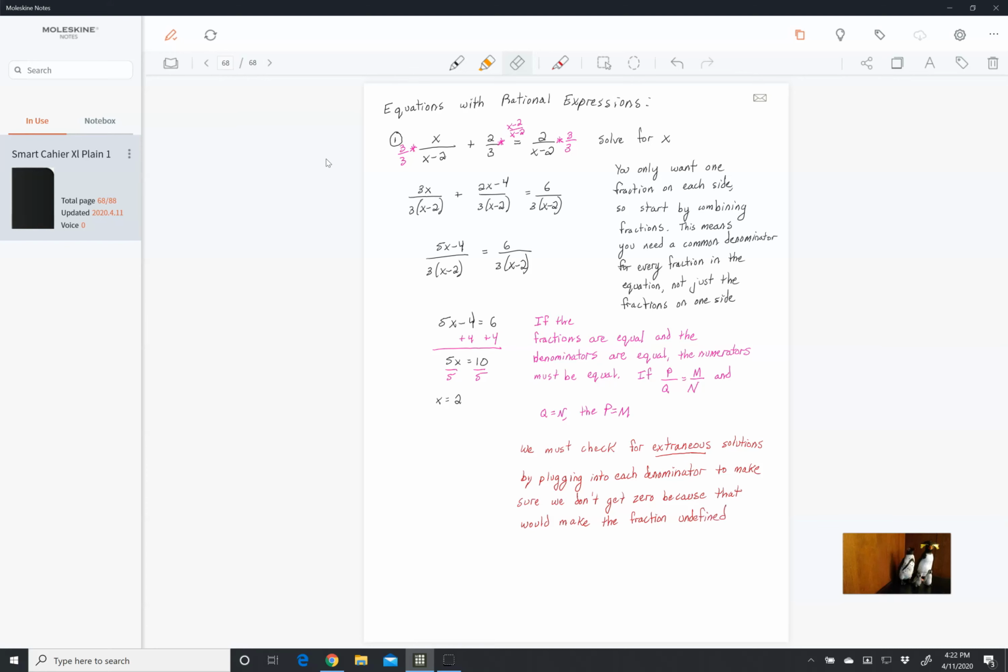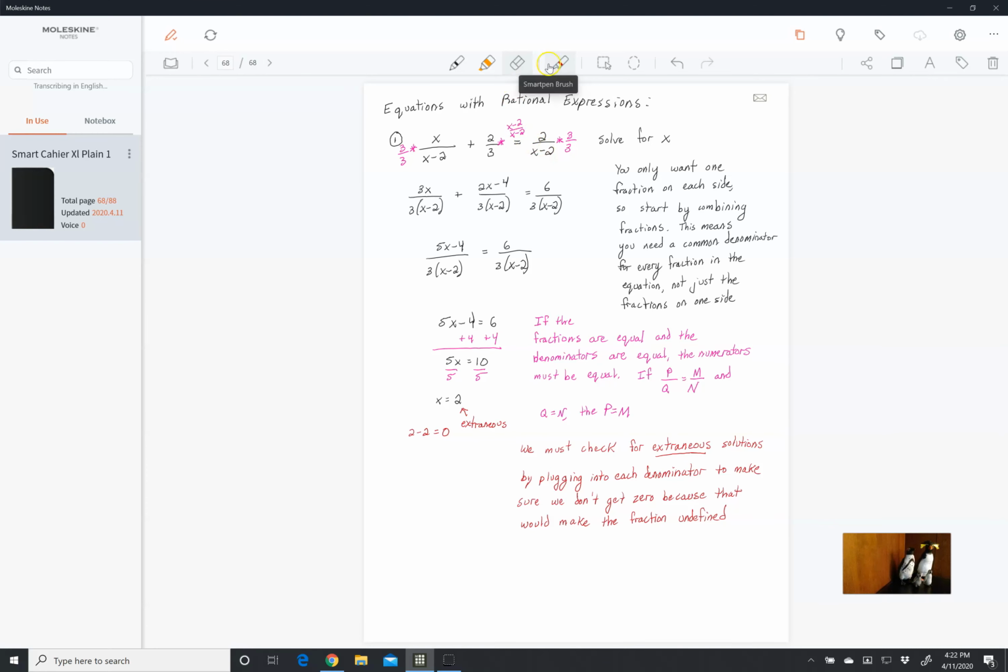There's actually only one. Okay, there's the x minus 2. 2 minus 2 is equal to 0. Okay, so this is extraneous. It won't work. It's a solution to 5x minus 4 equals 6. It is not a solution to this equation because this would be an undefined fraction and you can't add 2/3 to something that's undefined. And you can't say that something is equal to something that's undefined.